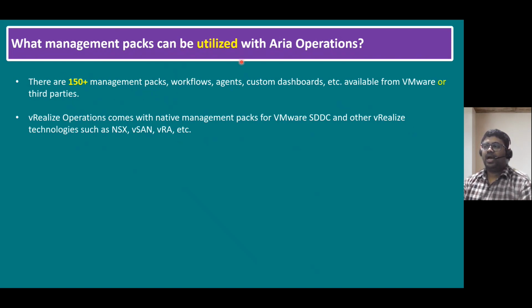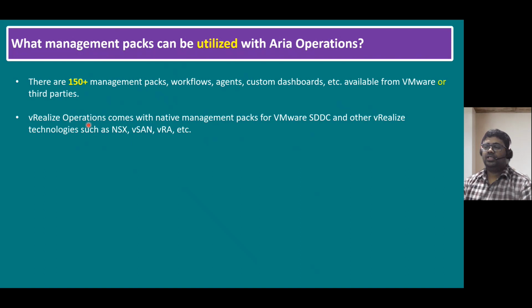Now, what management packs can be utilized with VMware Aria Operations? As I mentioned, there are 150 plus management packs, workflows, agents, custom dashboards, etc. available from the VMware website, or you can also contact the respective third parties. Suppose I want to integrate VMware Avi load balancer. For Avi load balancer, you can download it from the VMware website. Suppose I want to integrate with other third party monitoring tools like Prometheus or Grafana. If you want to integrate with Aria, you can download the management pack from the Grafana website, or you can download it from the VMware website. These are the two options.